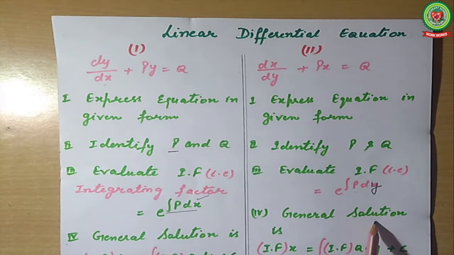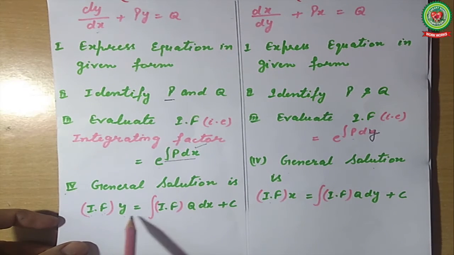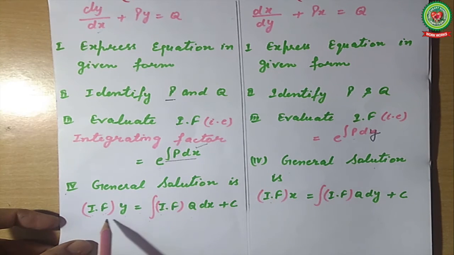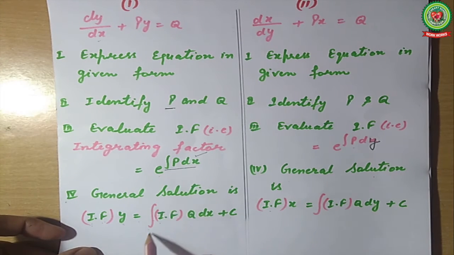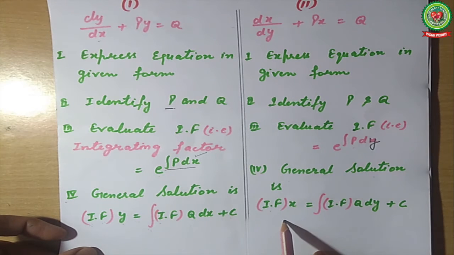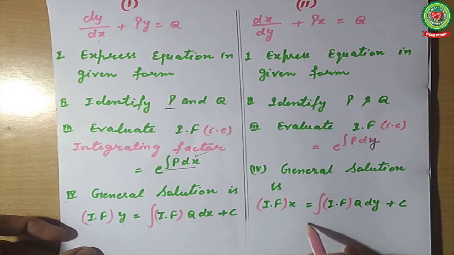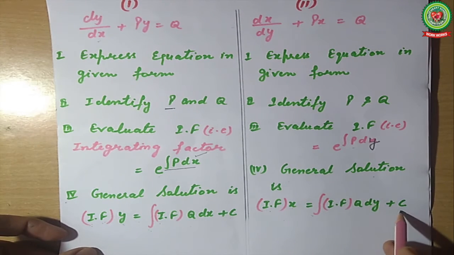Then we will find out the general solution. The general solution is: integrating factor into y is equal to the integral of the integrating factor into q dx plus c. We multiply the integrating factor with the whole equation. And in the other case, integrating factor into x is equal to the integral of integrating factor into q dy plus c.